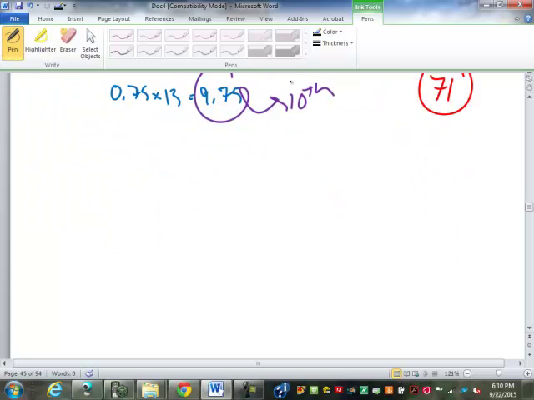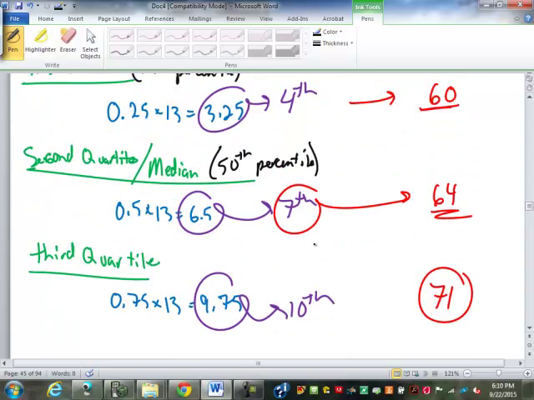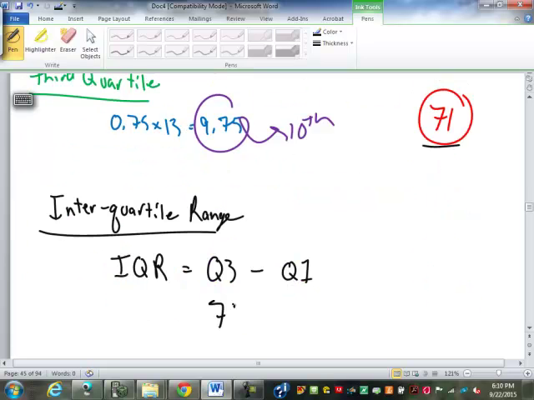There is another measure of spread or dispersion called the interquartile range. It's kind of a pain to use because you first have to find the quartiles to find it. The interquartile range, which from here on out will be called the IQR, is the third quartile minus the first quartile. So for this data, it would be 71 minus 60, which is 11.